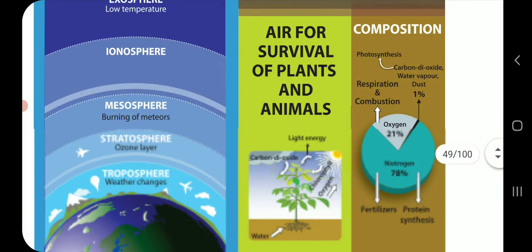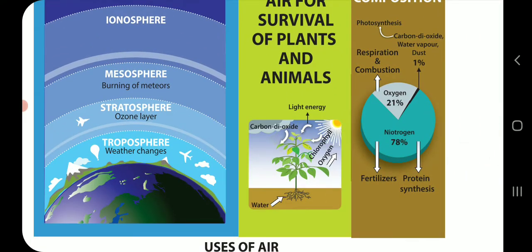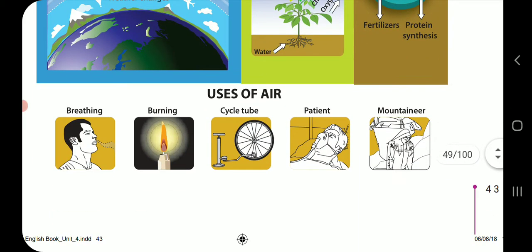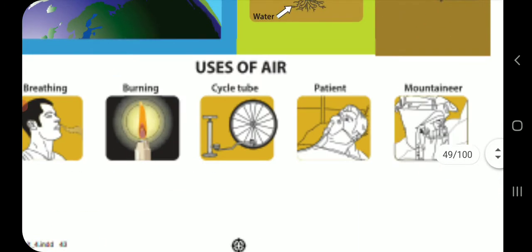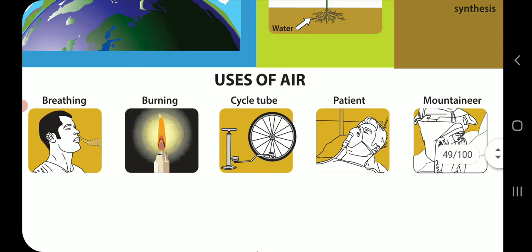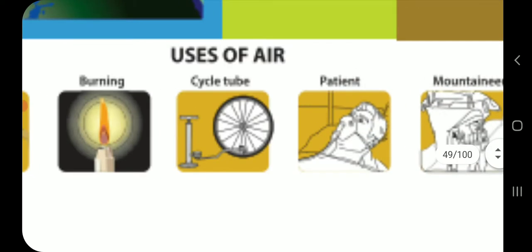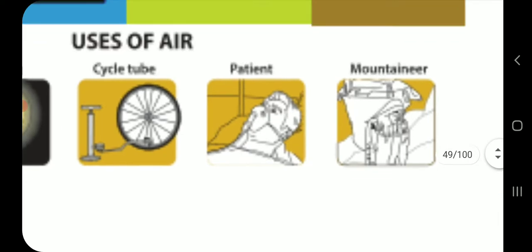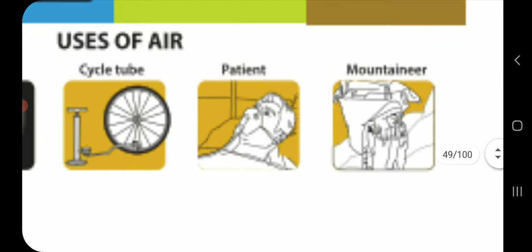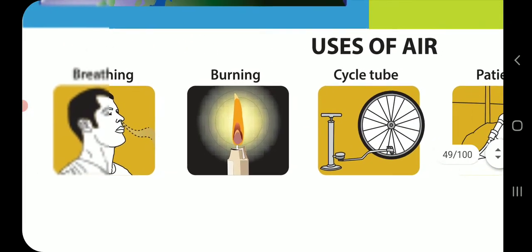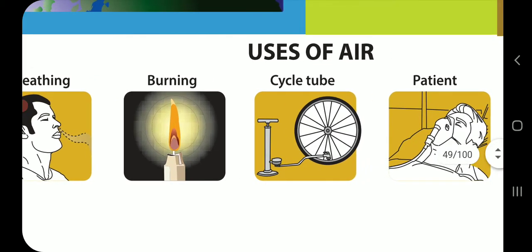For the survival of plants and animals we need air. These are the important places where we need air: for breathing, for burning a candle, for a cycle tube, for patients, and for mountain climbers. Without air, these things are not possible.